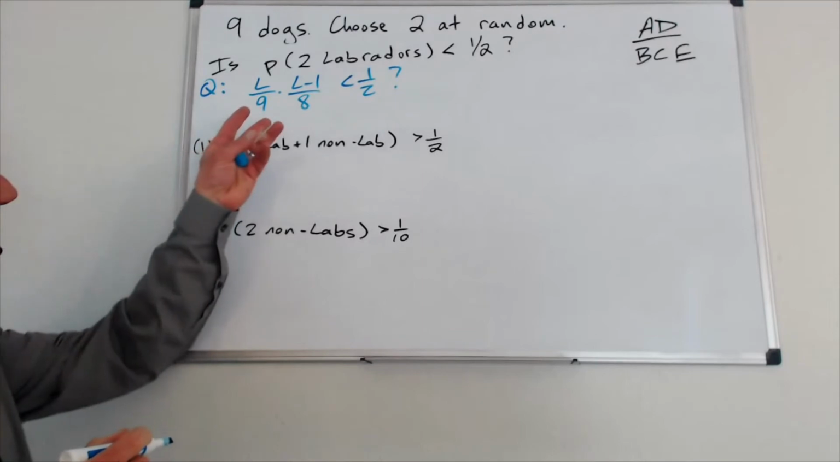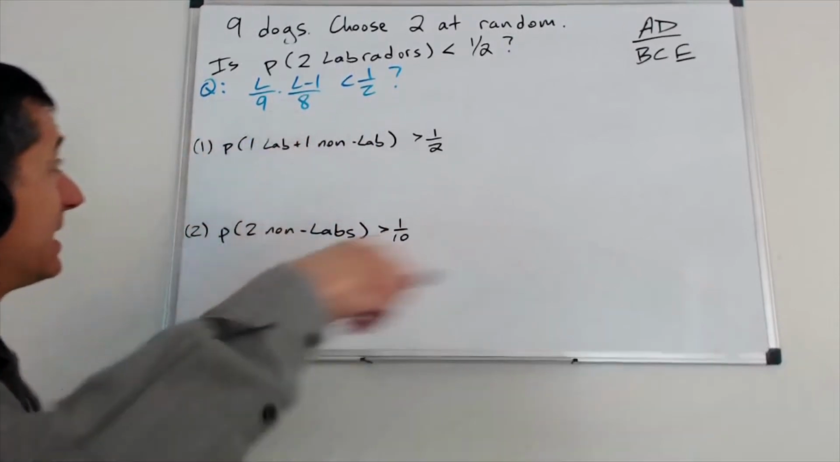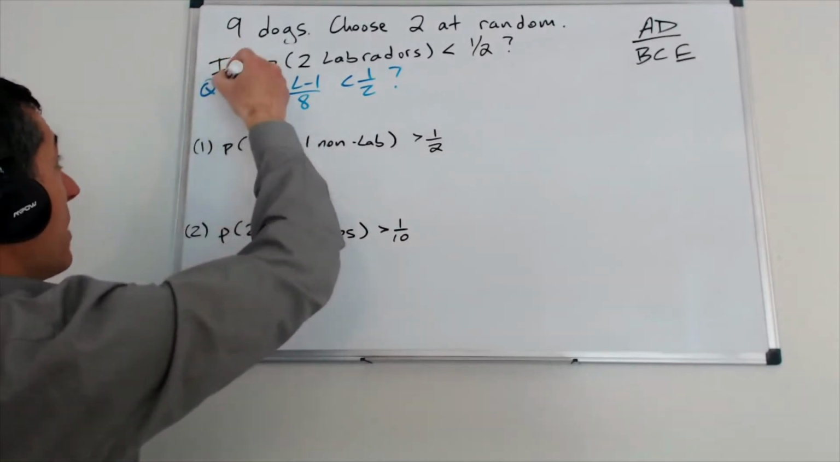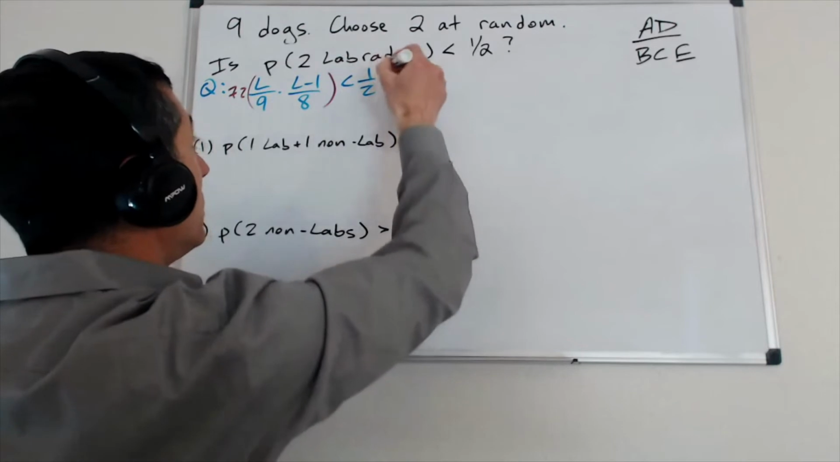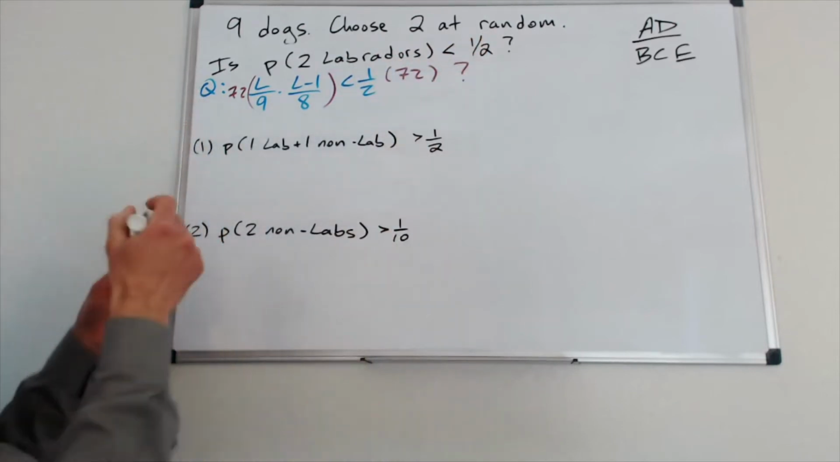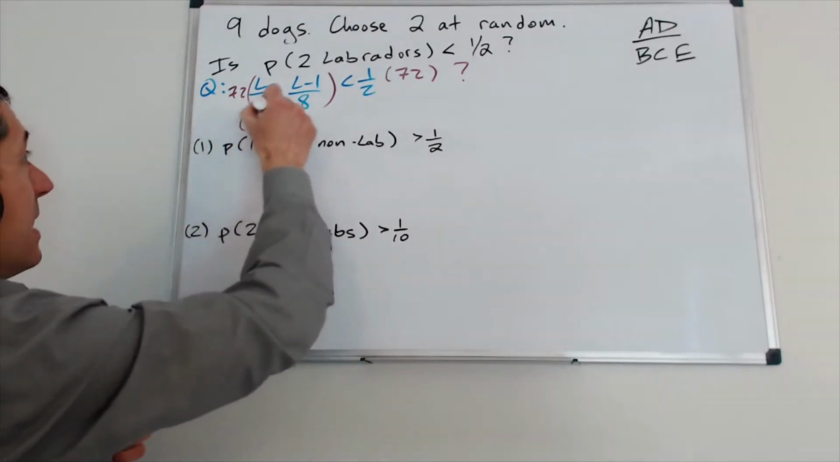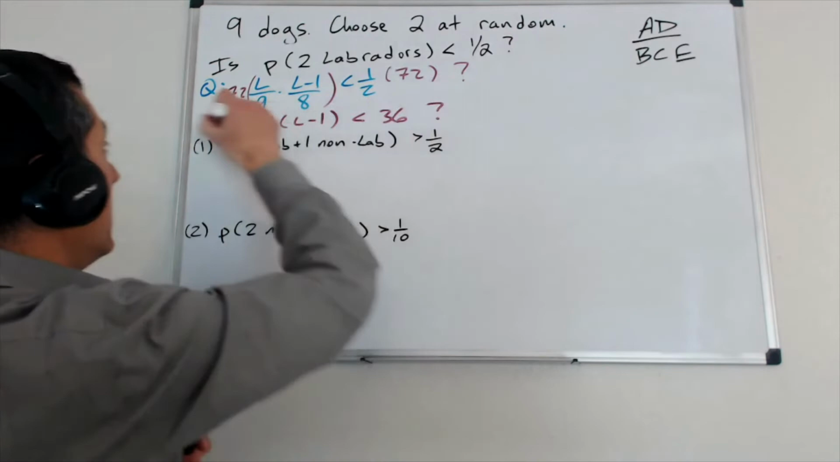Now, next thing I want to do here, I can rearrange a little bit. So my first instinct, 9 times 8 is 72. So what if I multiply both sides of the inequality by 72? What's going to happen there? So then I get L times (L minus 1) less than 36.